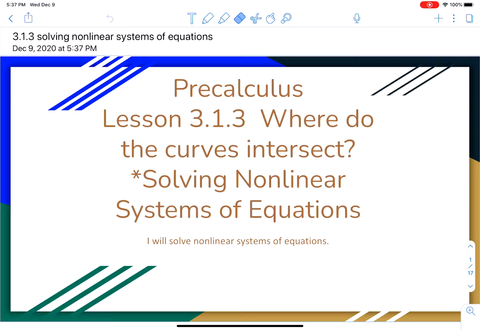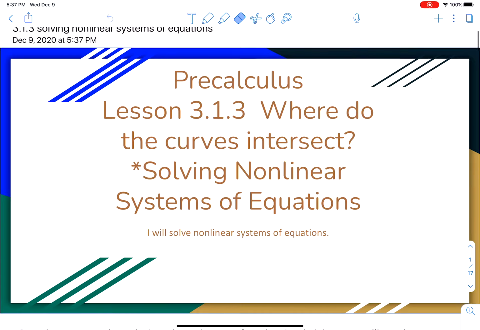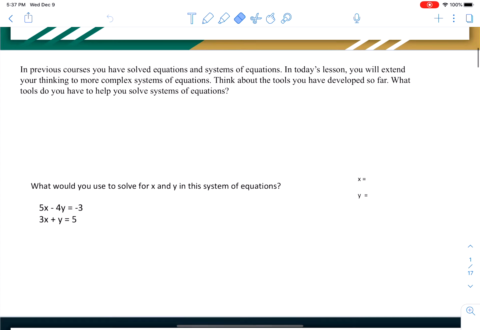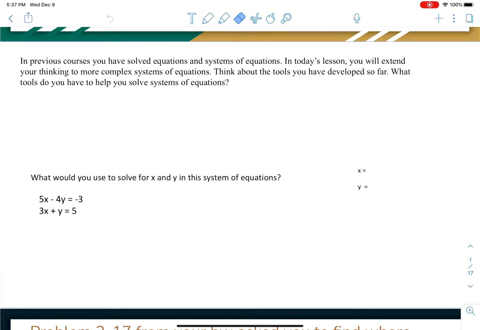Lesson 313. Today we're going to work on solving nonlinear systems of equations. So you've spent a lot of time in algebra and geometry and algebra 2 solving systems of equations. And hopefully you've worked through methods of substitution, or elimination, or graphing. We can continue to use these methods for all systems of equations.